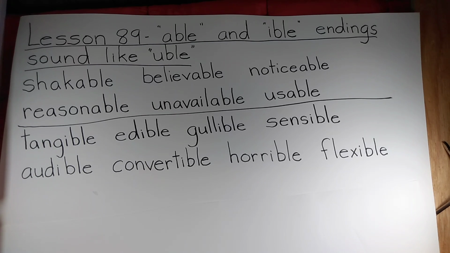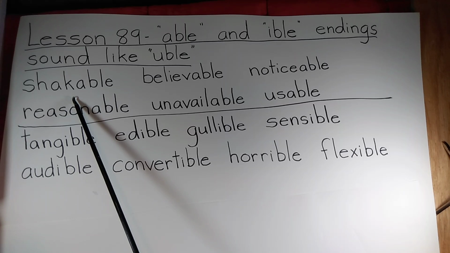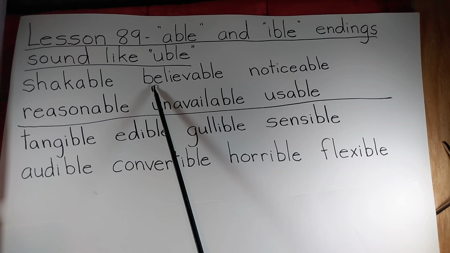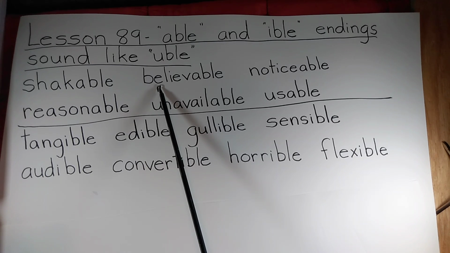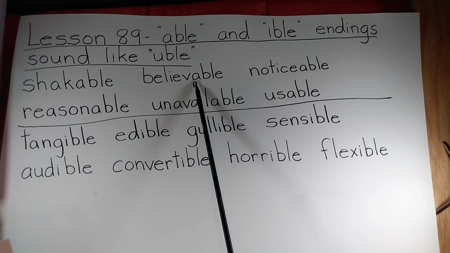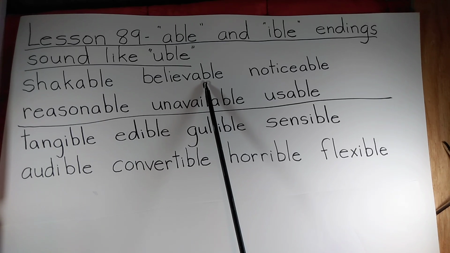Now for the meanings of these words. And the first one is shakeable. And this means able to be shaken. So a salt shaker, you can shake it and it's shakeable. The next one, believable, and believable means that it is able to be believed. In other words, it's accepted as true.